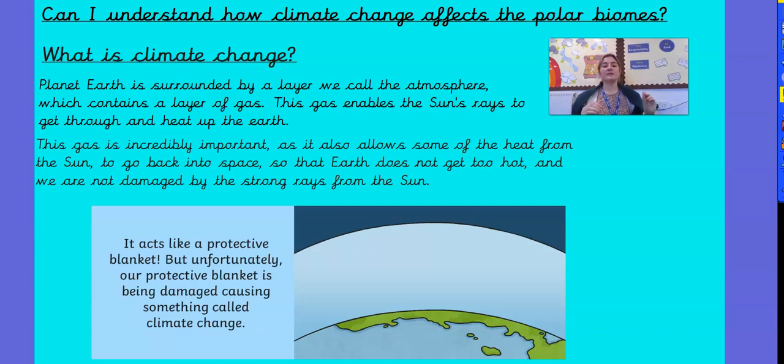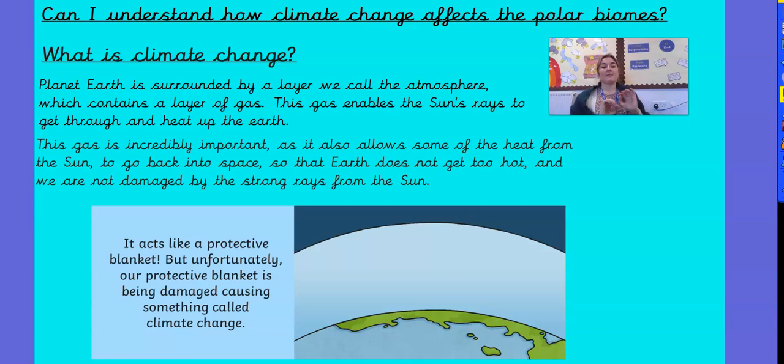Okay? So let's just have a little look at what climate change is exactly. First of all, planet Earth is protected, surrounded by a layer that is called the atmosphere. And this contains a layer of gas. This gas enables the sun's rays to get through and heat up the Earth. That is important because we need the sun for lots of reasons. We need it to grow plants and food, and that helps us keep our animals, which in turn keeps us going. So it's really important that it allows that to get through.